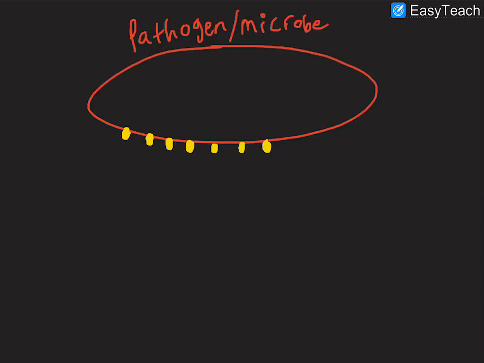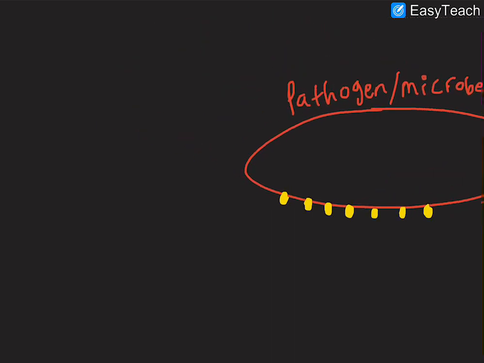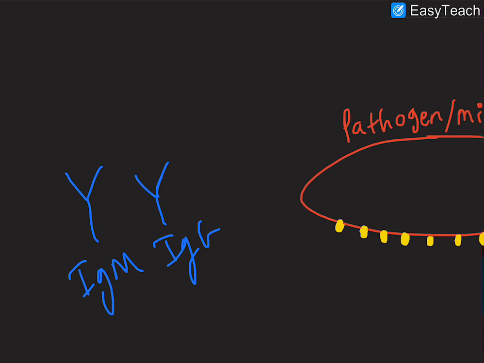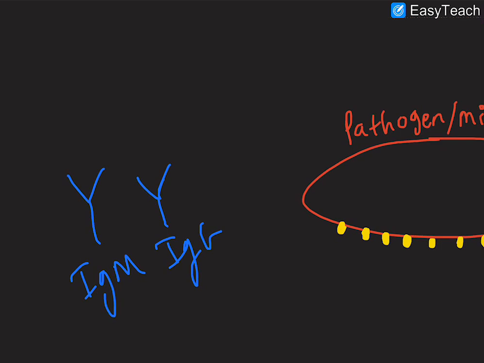What we should know is the complement system can get started by certain antibodies. Now what are those antibodies? We can have IgM antibodies, or IgG antibodies that can start the complement pathway, or the classical complement pathway.